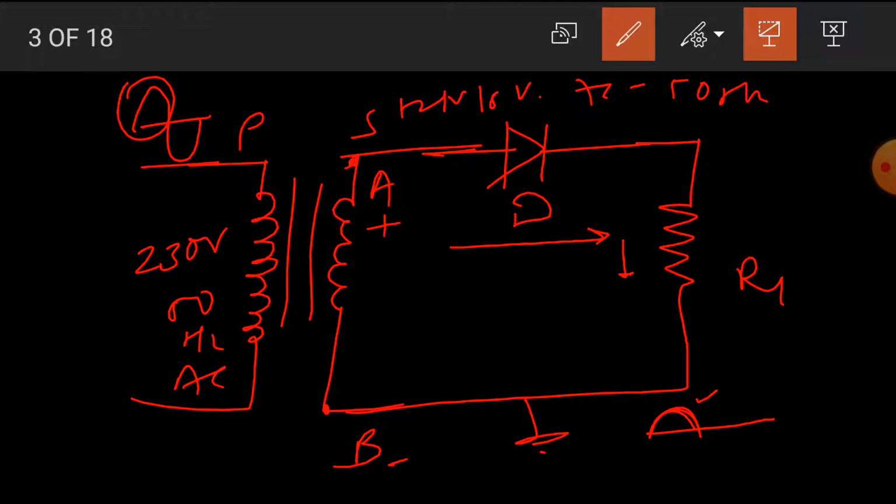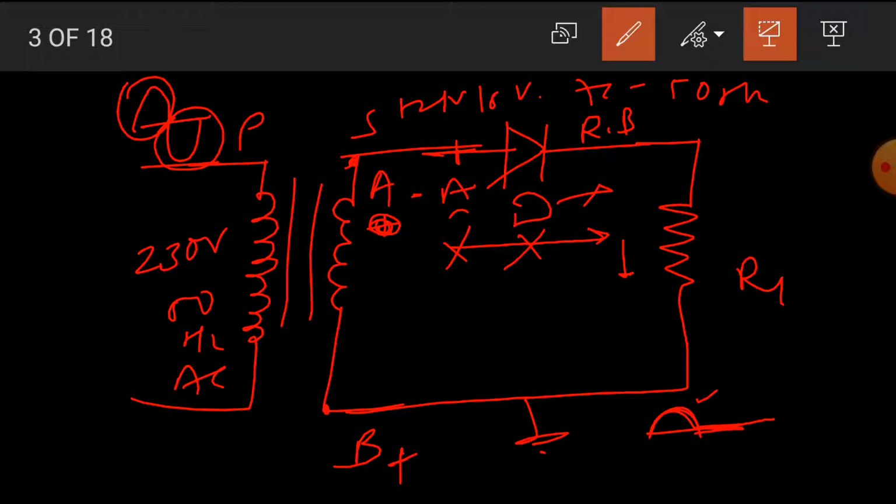But when the negative half cycle appears, point A becomes now negative and point B becomes now positive. Point A becomes negative, that means anode is connected to the negative terminal, hence diode is in reverse bias condition, and we know that when the diode is in reverse bias condition, it does not conduct any current, hence current does not flow through the diode. Hence, at this negative half cycle, there is no output like this.